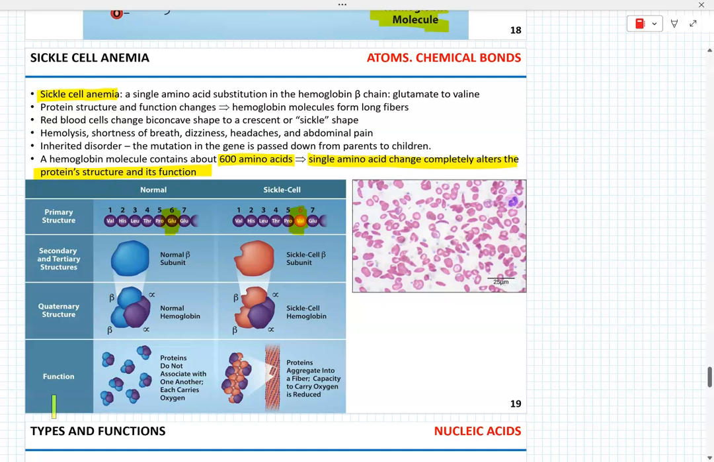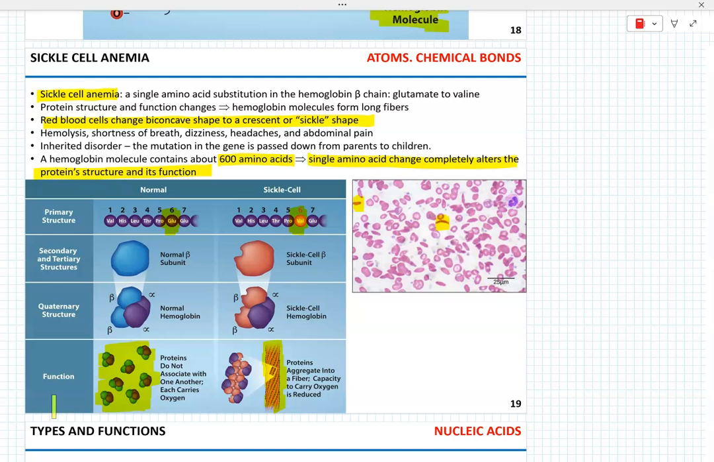What happens is that, instead of forming globules normally, hemoglobin molecules start forming fibers. These aggregated fibers change the shape of the red blood cells from biconcave to a crescent or sickle. This results in hemolysis, kidney failure, shortness of breath due to the lack of proper oxygen transport, dizziness, headaches, bleedings, abdominal pain. This disorder is inherited.